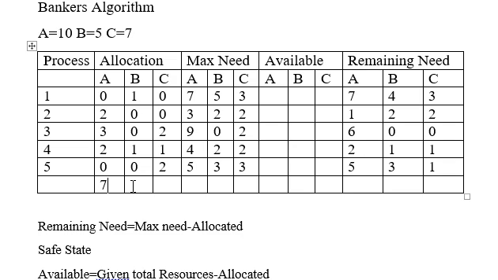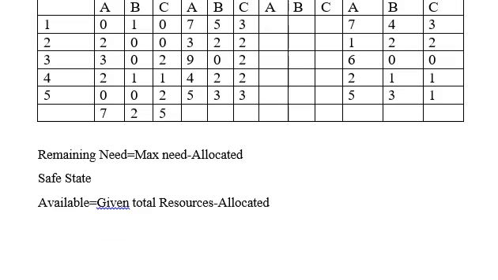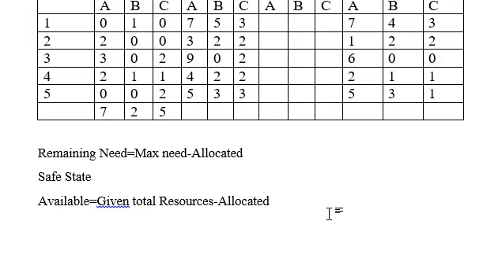Here 1 plus 1 is 2, and 2 plus 1 plus 2 is 5. So this means that the allocated units of resource A are 7, allocated units of resource B are 2, and allocated units of resource C are 5. So let's calculate the available one. When I calculate available, I need to just calculate initially the available value.